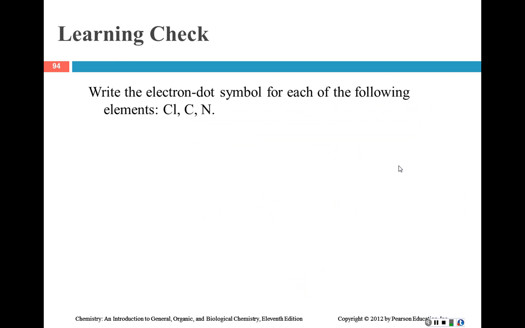Alright, so let's see if we can write the electron dot symbol for each of these elements. Remember, what you're going to do first is draw it, and then figure out how many valence electrons. How do you know that? By the group number, because we're only looking at representative elements. So let's do carbon together. Carbon has how many valence electrons? 4. So it's 1, 2, 3, 4. Okay, so put us on pause, do those other 2, and then come back and let's see how you did.